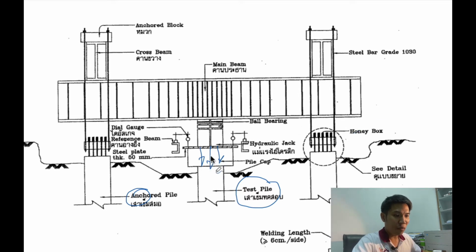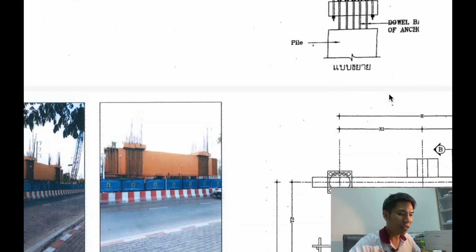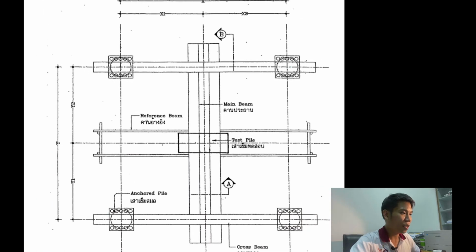When this one moves down here, the anchor pile will move up. Okay, it moves up, something like that. So we have to install the anchor piles. Commonly, the anchor piles look something like this. We have one test pile, and we have to install 1, 2, 3, and 4 anchor piles.